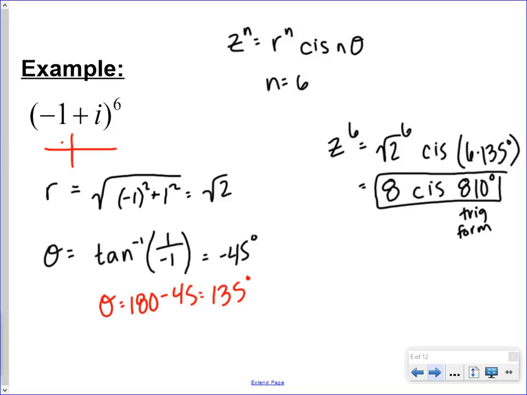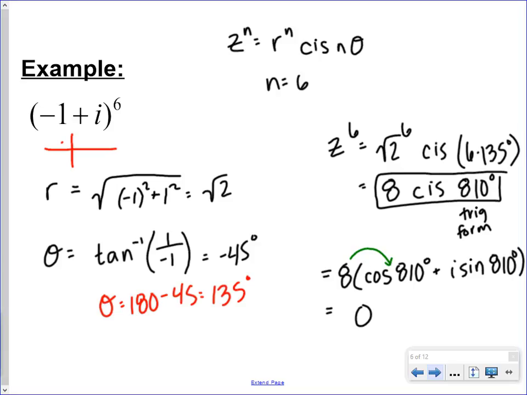You've got to find the A and the B. Essentially, what you're doing to get the A and the B is working out 8 times the cosine of 810 and 8 times the sine of 810. You could go to your calculator at this point and do 8 times the cosine of 810. What does that give you in your calculator? 0.